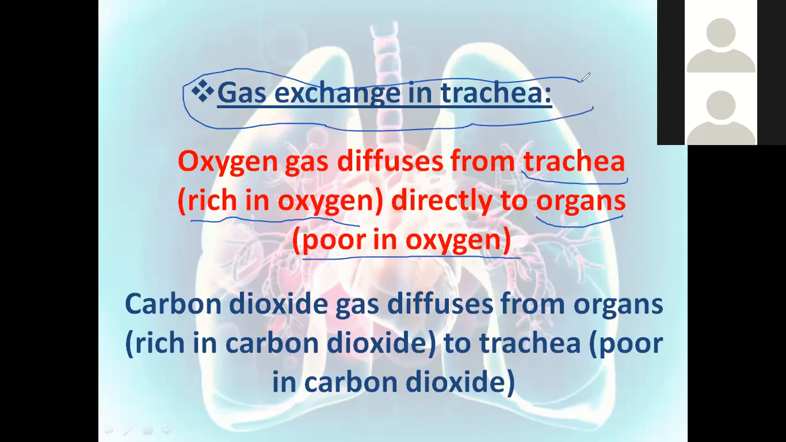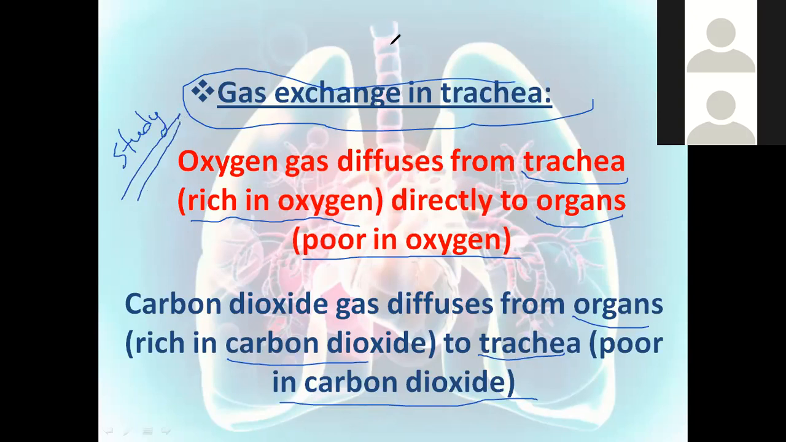For example, in the question I'm going to tell you, describe the gaseous exchange at the level of the trachea. So you have to say oxygen gas diffuses from the trachea, medium rich in oxygen, to the organs that are poor in oxygen. Whereas carbon dioxide, the opposite. Carbon dioxide diffuses from the organs that are rich in carbon dioxide to the trachea that is poor in carbon dioxide. This one also you have to study. This is according to the gas exchange at the level of the trachea, where trachea is special for insects.